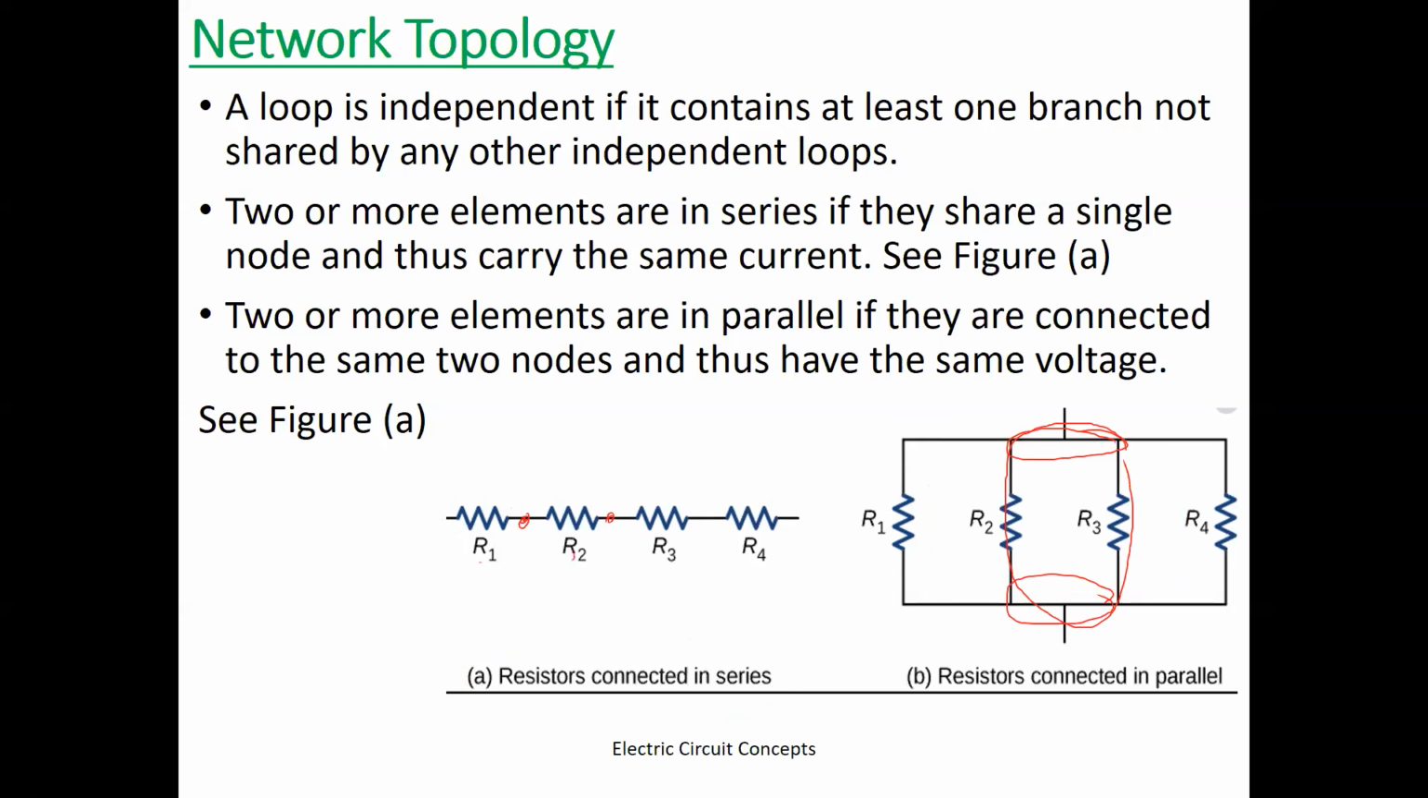R1 and R2 are sharing one node. R2 and R3 share two nodes. Also, if we apply a voltage here, like 10 volts, the 10 volts will be the same across this resistor, and the same across this one. So they share the same voltage and they share two nodes.